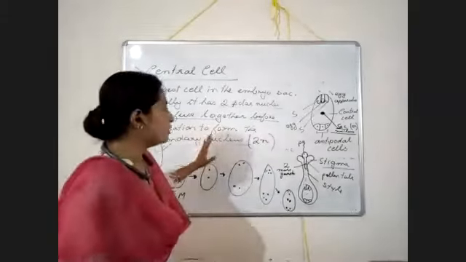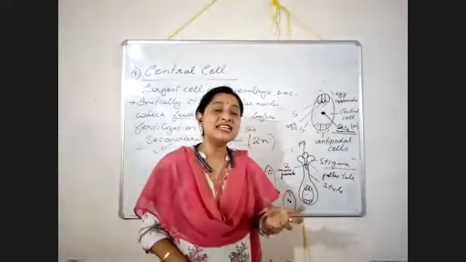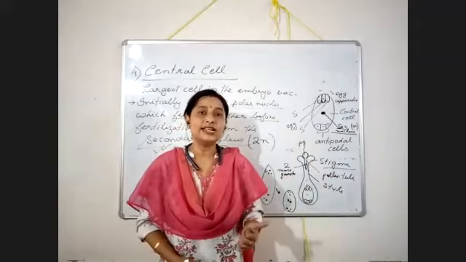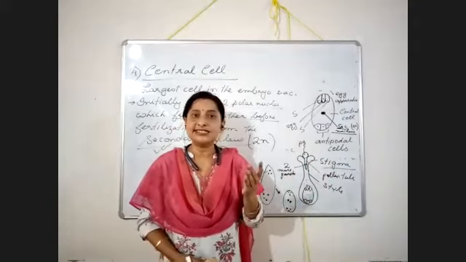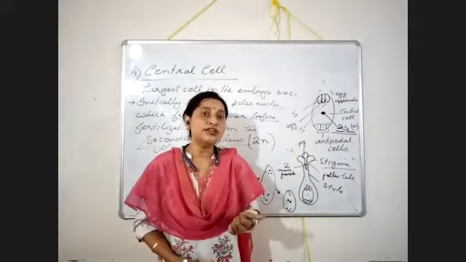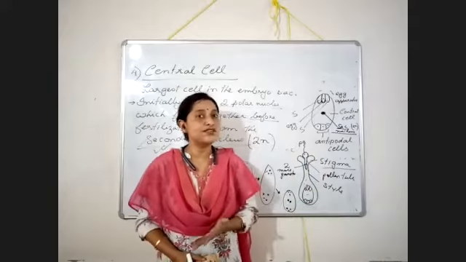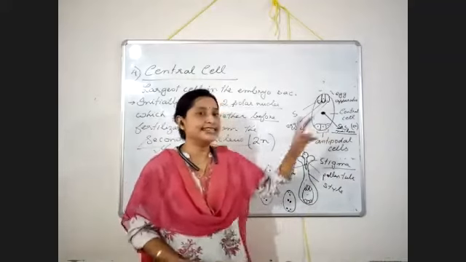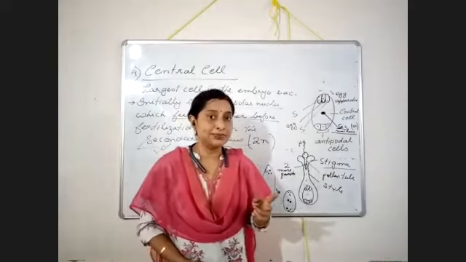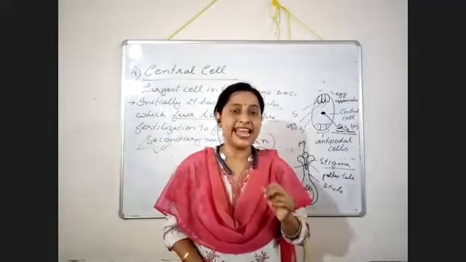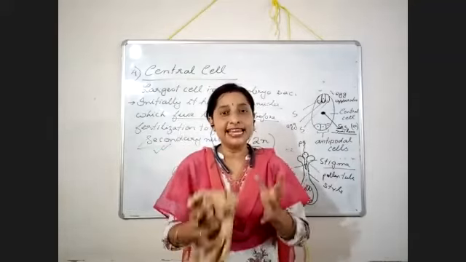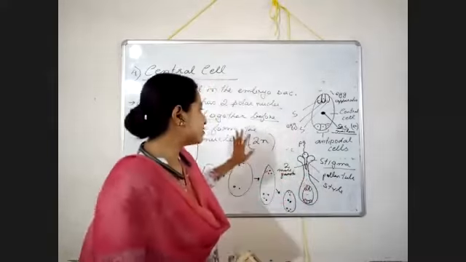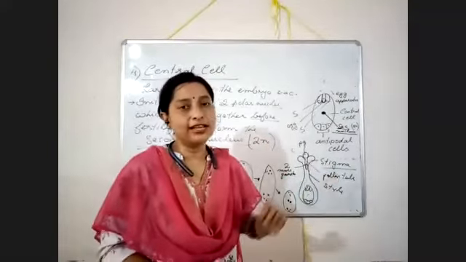So ultimately, we have discussed the 7 cells of that embryo sac. 7 cells are 8 nucleate because the egg apparatus has 3 cells, 3 nuclei. Antipodal cells are 3 cells with 3 nuclei, that gives 6 cells with 6 nuclei. The last cell is the central cell with 2 nuclei, right? And that is how it makes the 8 nucleate structure in a 7 cell embryo sac. So this is all about the female gametophyte or the embryo sac.